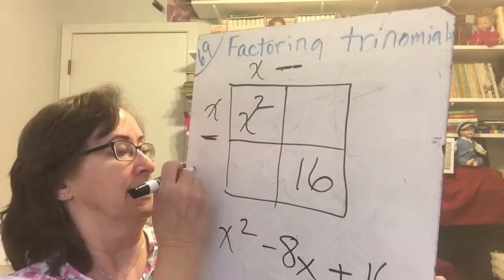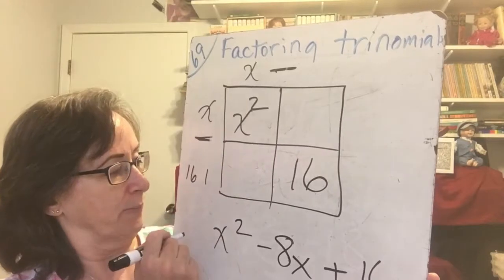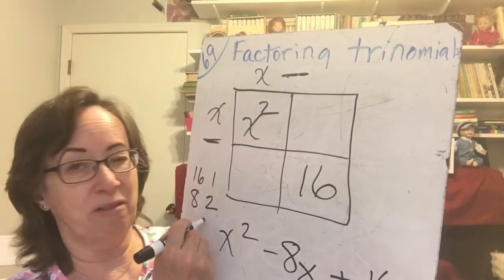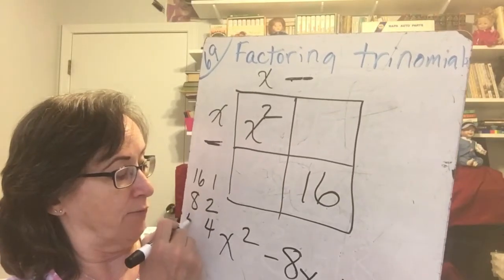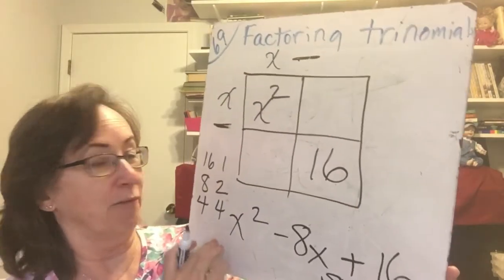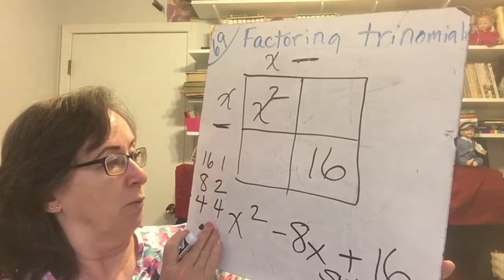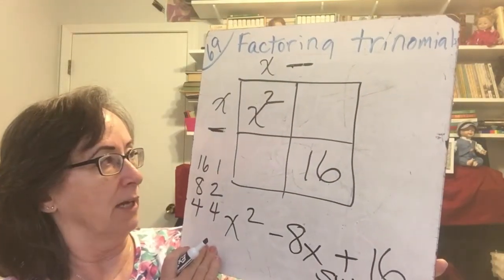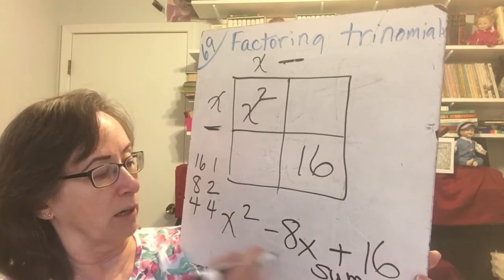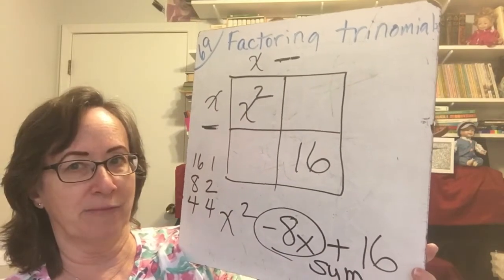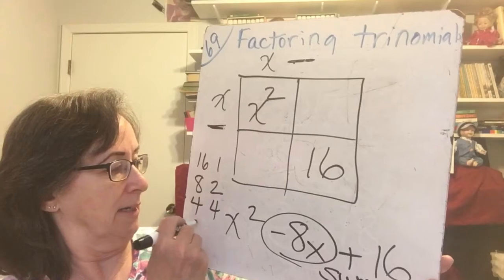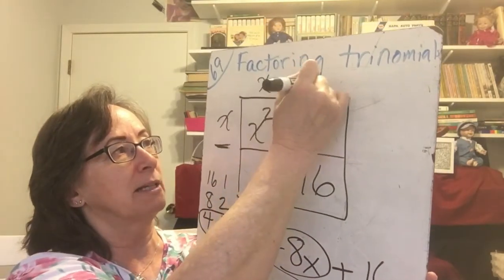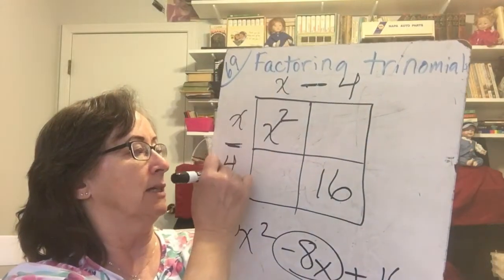Okay, so now we have 16. So we have 16 times 1. We have 8 times 2. We have no 3. We have a 4 times 4. And if we go any further, we get back to 8. We start to repeat these, don't we? Okay, so we're looking for a sum of 8. It's got to be the 4 and the 4, doesn't it? So we're going to have x minus 4, x minus 4.